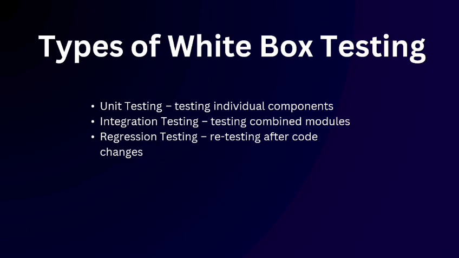The third one is regression testing. This is done after making changes in the code. We retest the system to ensure that the new changes have not affected the existing functionality. So overall, white box testing covers both the small level and combined level testing from the internal code perspective.